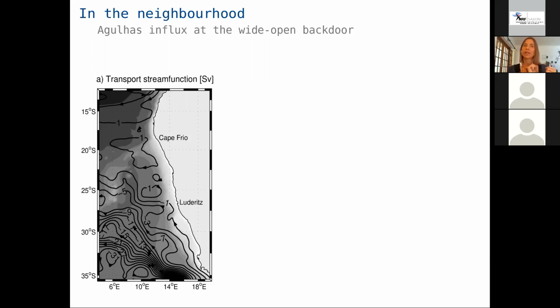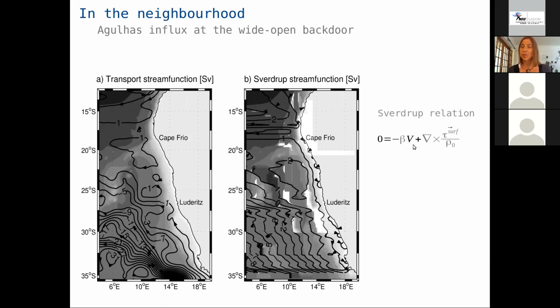Okay. So if the Sverdrup relationship is true, then I should be able to recreate this plot exactly using theory. And this is exactly what I did. So here's the Sverdrup relationship, right? It tells us that the surface wind stress and the change in Coriolis with latitude drives the meridional volume flow. And this is what I got.